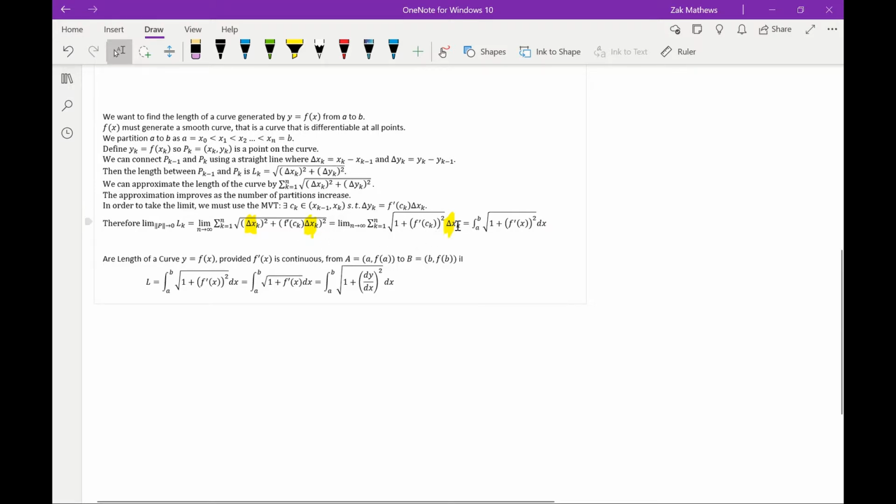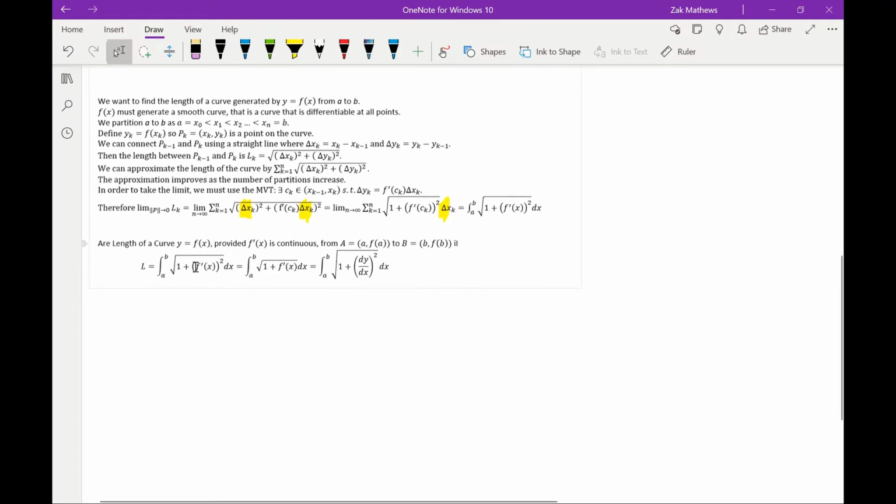And now this is looking just like our integral. We're taking the limit of summation delta xk. Well, we can write that as the integral from a to b of the square root of 1 plus f prime of x squared dx. And that gives us the arc length of the curve. I keep saying area because I am relating it back to the area, but it gives us the arc length of the curve y equals f of x, provided that our f function is differentiable and that derivative is continuous from points a to b.